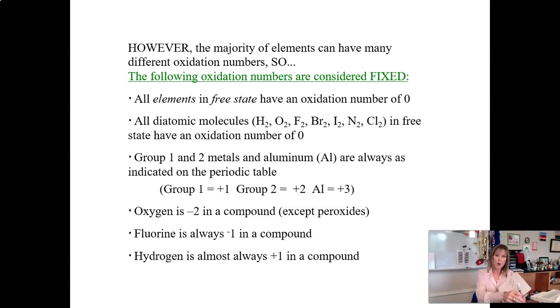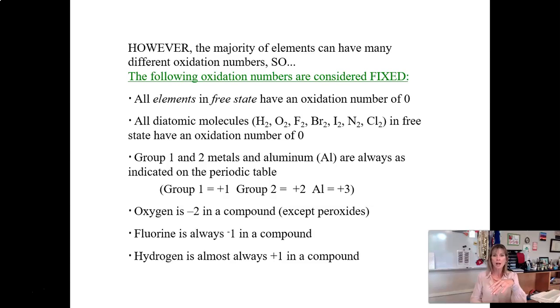Everything in group 1, in group 2, and the metal aluminum always have fixed oxidation numbers. Elements in group 1 have an oxidation number of +1 because they always lose 1 electron. Elements in group 2 have an oxidation number of +2 because they always lose 2 electrons. And aluminum only in that group, aluminum always has an oxidation number of +3 because it always loses 3 electrons.